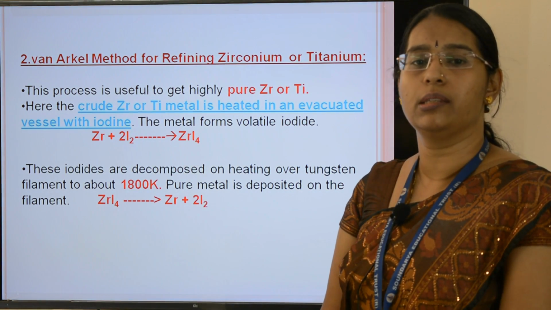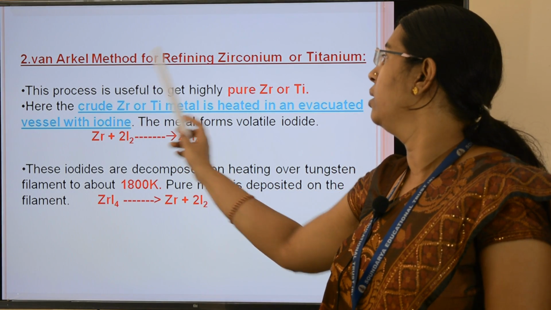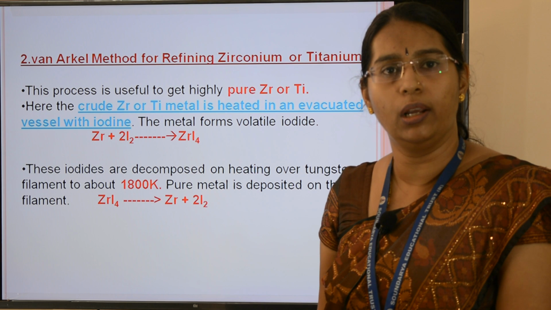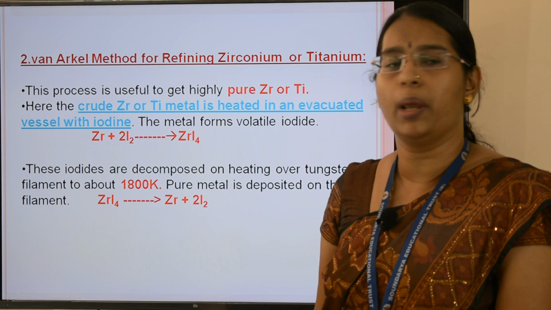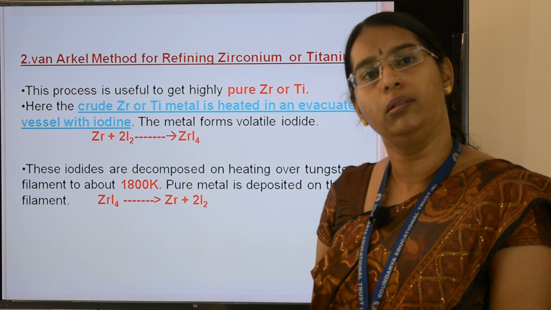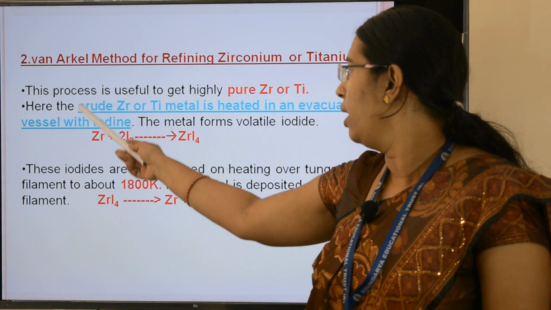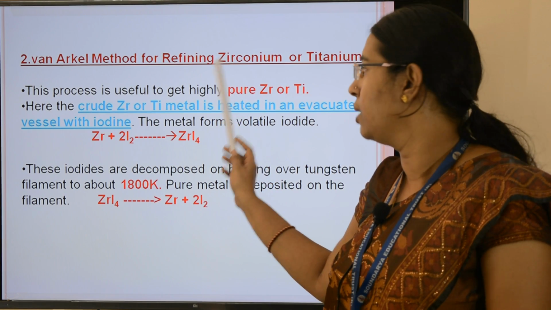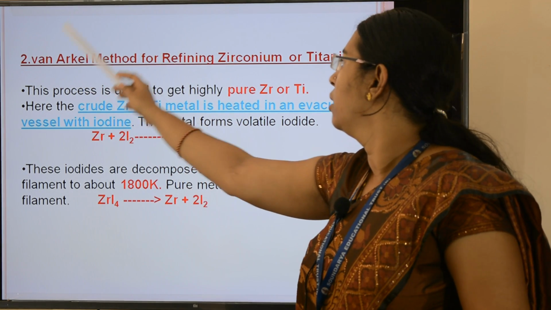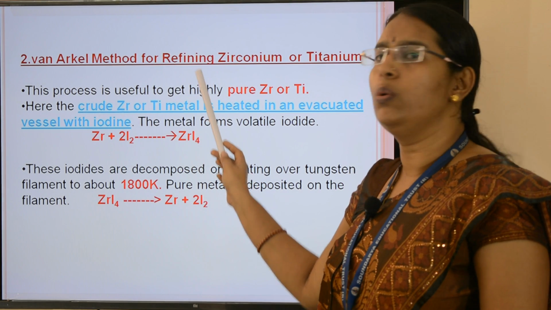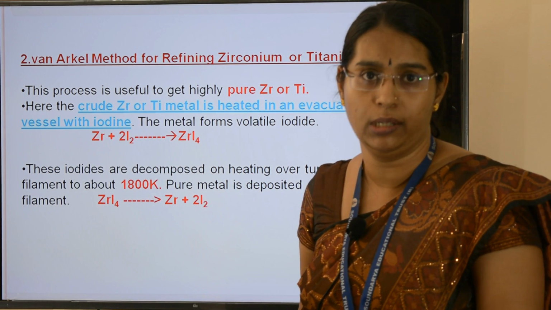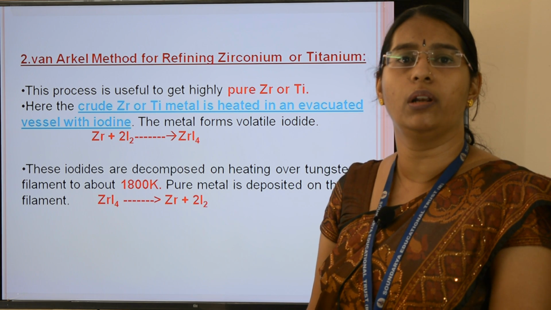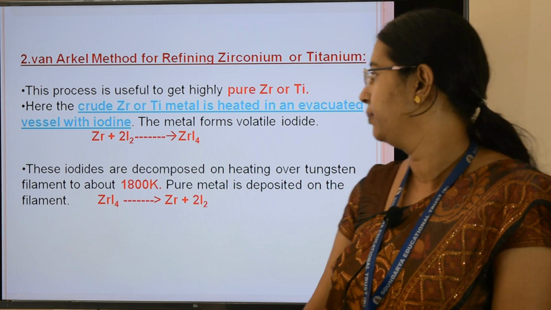Next process is Van Arkel method for the refining of zirconium and titanium. Again it is important for your board exam. Sometimes it can be asked for 1 mark or 3 marks also. Name the method used for purification of zirconium. Or sometimes the question asked is, Van Arkel method is used for refining of which metals. So both ways the questions can be asked. So very important for your board exam purpose.